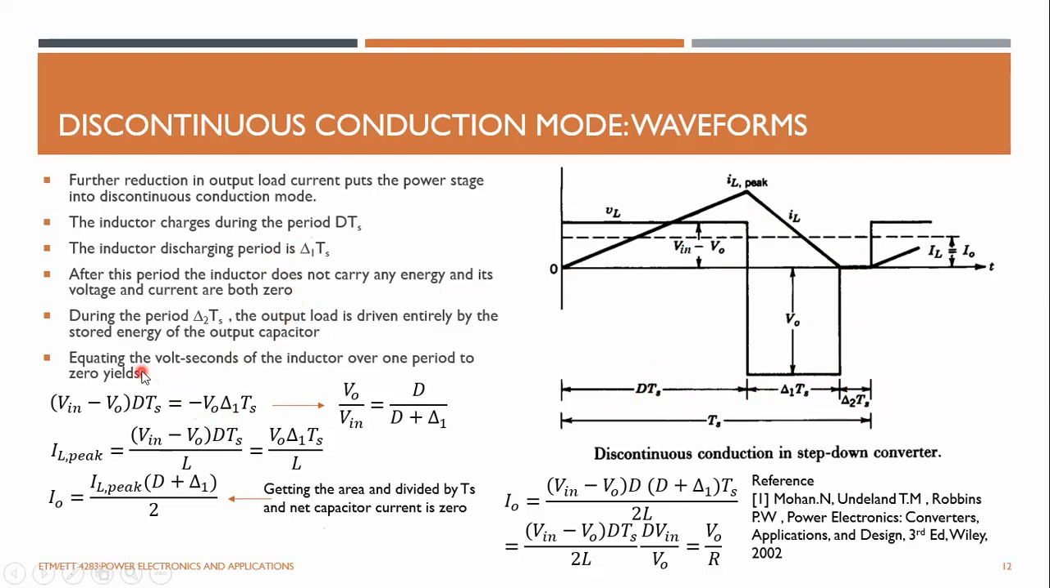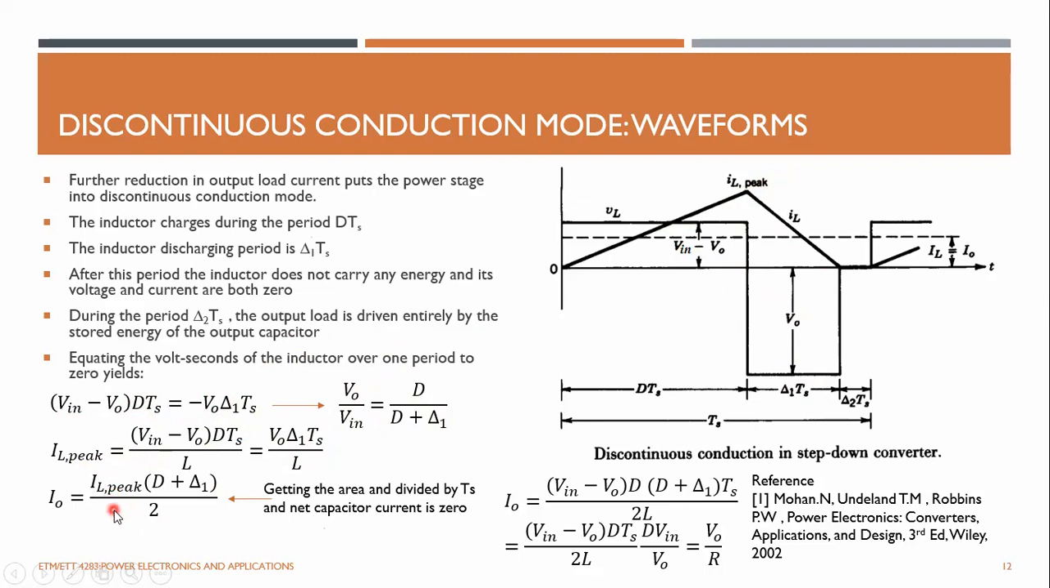And so using the volt-second ratio, we know that in the turn on time, the inductor voltage is this one into the DTS. And in this period, the inductor voltage is minus V out. Delta 1 TS is this time. From here, we can derive this equation using D and delta 1. And IL peak is this one, which is given by this equation.